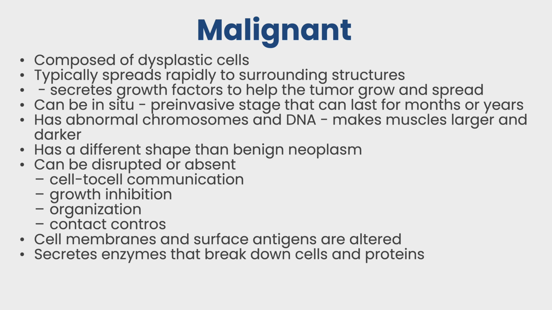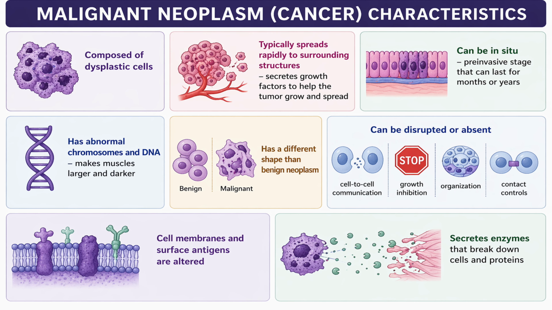Malignant tumors contain dysplastic cells that grow rapidly and invade surrounding tissue. They often have abnormal chromosomes, altered cell membranes, and disrupt communication between cells. This slide highlights several important concepts of malignant tumors, including rapid spread, altered DNA, enzyme secretion, and loss of growth inhibition. These characteristics are important for you to remember as you study cancer, and so I created a cheat sheet so you can look at these.